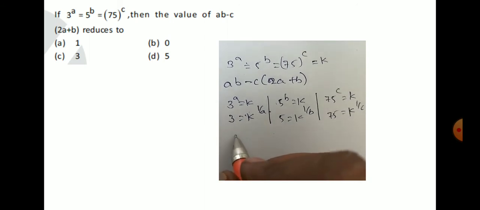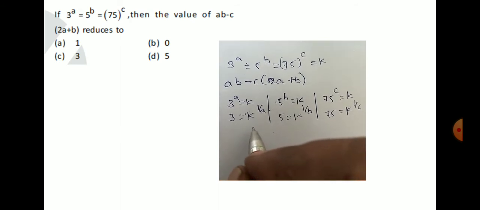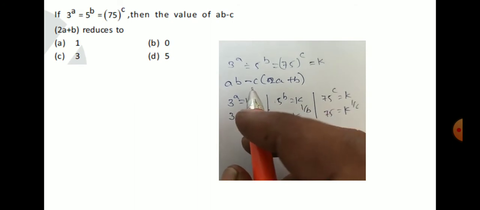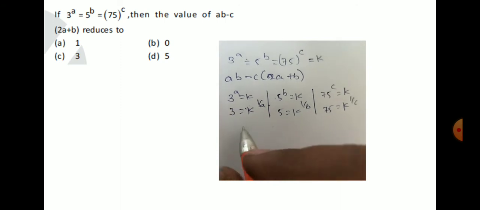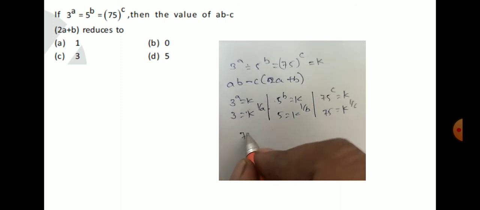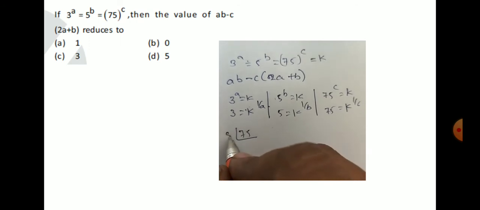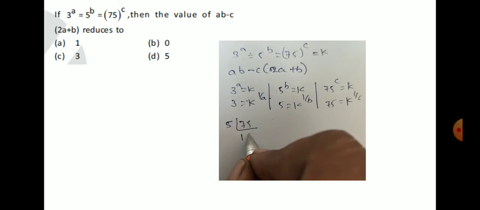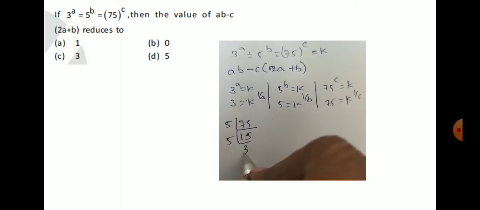Yes, we can do one thing. For 75, we can take the factors. From 5 I can divide: 5 ones are 5, 5 threes are 15. Once again 5, 5 threes are 15, I can write.